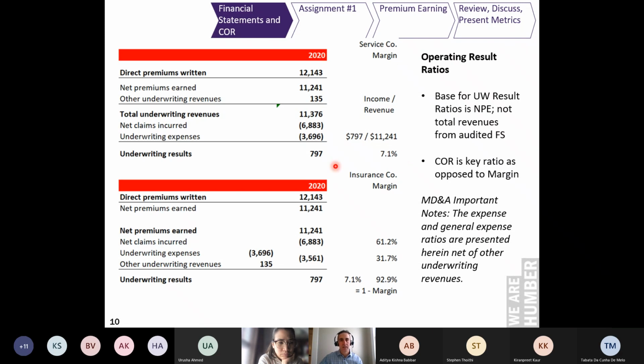It's the inverse of what a profit margin would be in a service company. In a service company, you might say, look, I made $7.97 based on this amount of sales, so I have a profit margin of 7.1. In insurance, we flip it around and say one minus the margin gives us this combined operating ratio. Hopefully you're starting to understand that relationship and how we calculate these ratios: claims expense divided by net premiums earned, or underwriting expenses divided by net premiums earned.